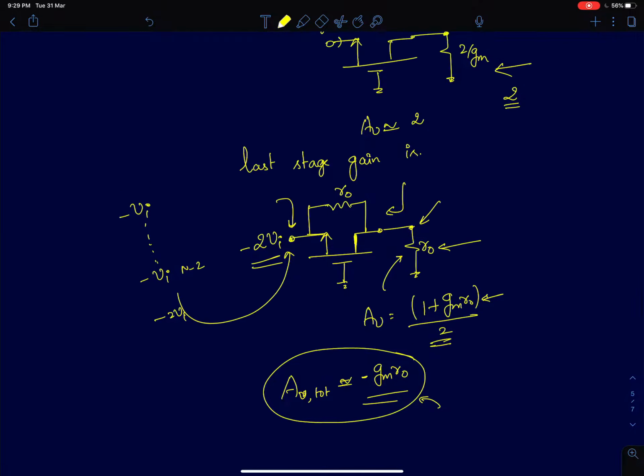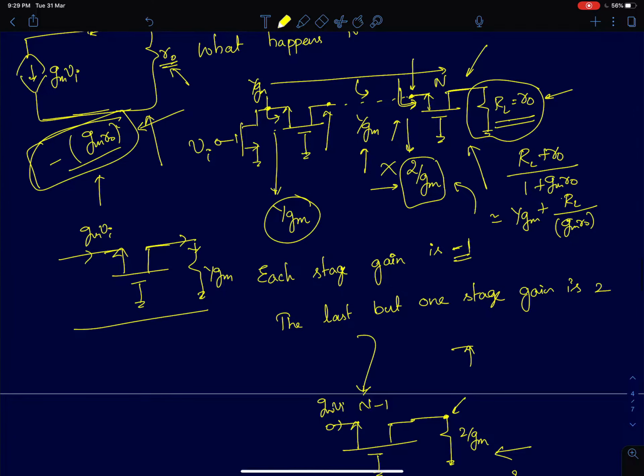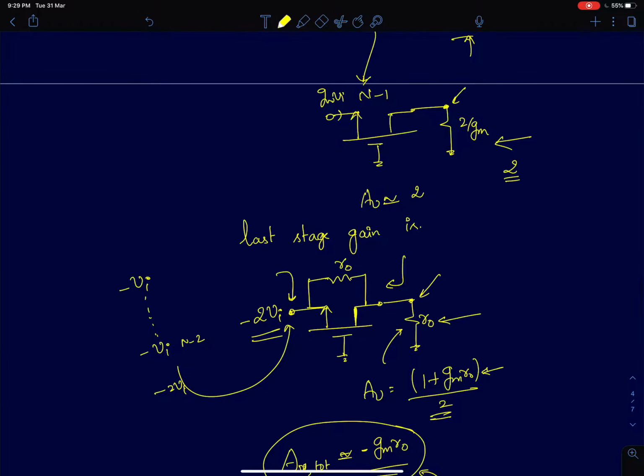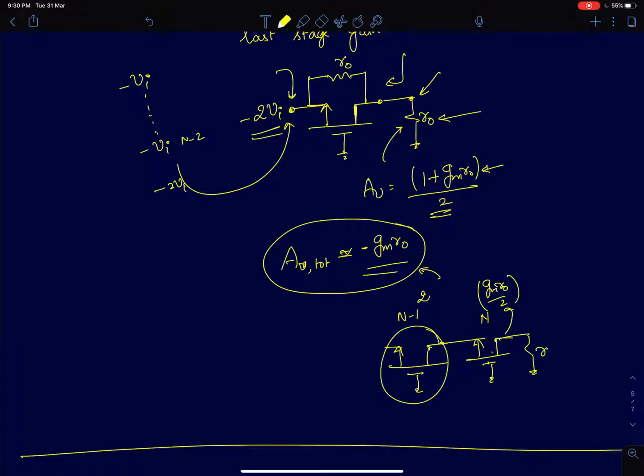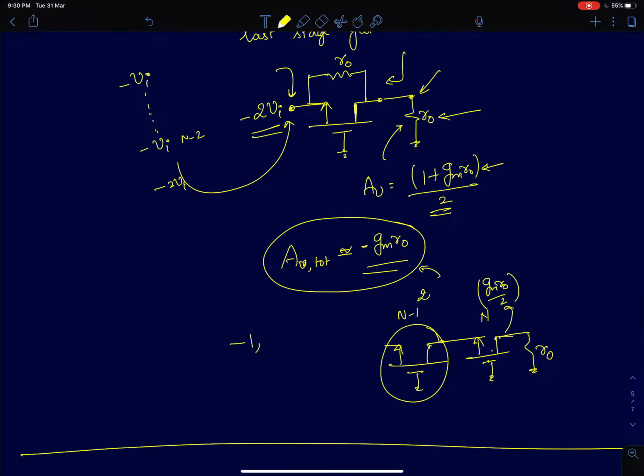So every stage is going to offer a gain of 1 except the last two stages. The last two common gate stages: this is the n minus 1th stage and this is the nth stage. This will offer a gain of 2 and this will offer a gain of gm R0 by 2, if you terminate it with R0. Every other stage is going to give minus 1. The first stage will give you minus 1 and every other stage will give a gain of 1, 1, 1 and so on. Okay, so that's it about the analysis of the cascode amplifiers.